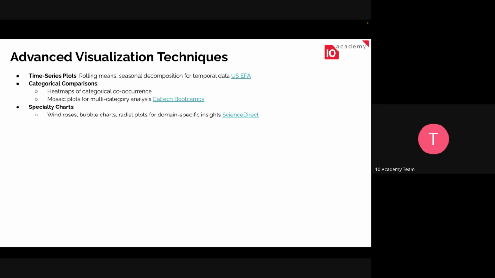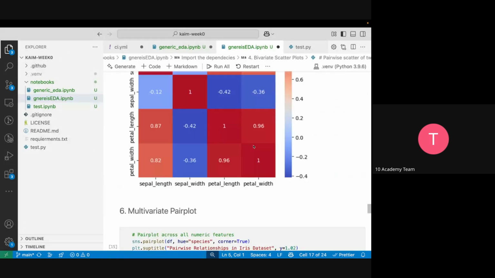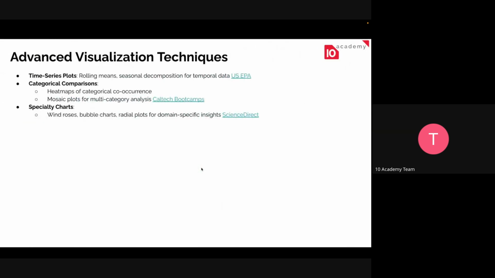And as a categorical comparison, we can have heat maps for categorical co-occurrence. Since for the previous example, if you remember, we saw the heat map for all these numerical values, right? So we can have that for the categorical as well. Mosaic plots are also used to compare categorical values, and specialty charts such as windrose, bubble charts, and radar plots for domain-specific insights. You can use those as well.